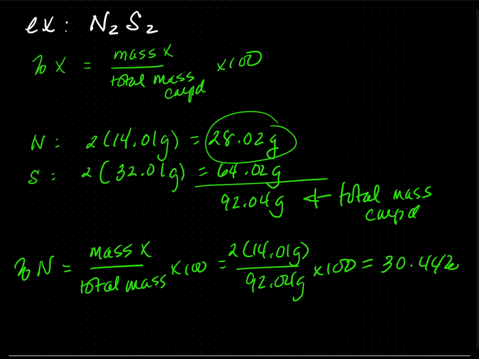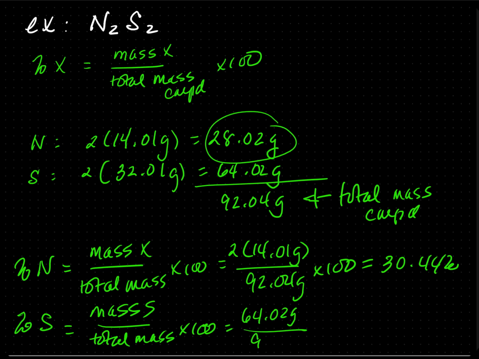So we're going to redo it for sulfur. That's going to be the mass of sulfur over total mass times 100. This is going to be 64.02 grams divided by 92.04 grams times 100. And we get 69.56%. So in dinitrogen disulfide, we have 30% that is nitrogen and 69% that is sulfur.